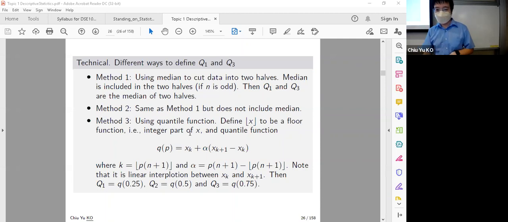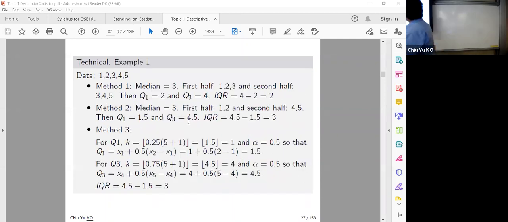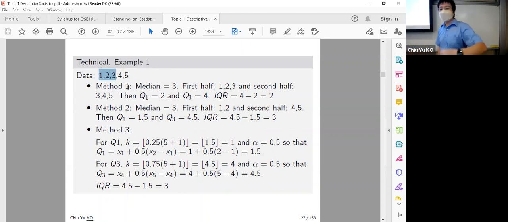Maybe I'll give you an example first. Take 1, 2, 3, 4, 5. The median is 3. Method one says the lower half of the data is 1, 2, 3, including the median. The median of 1, 2, 3 is 2, so Q1 is 2. The upper half is 3, 4, 5, since method one includes the median. The median of 3, 4, 5 is 4. So the interquartile range is 4 minus 2, that's 2. And method two says you shouldn't include the median.